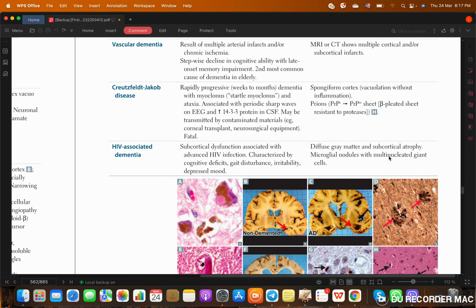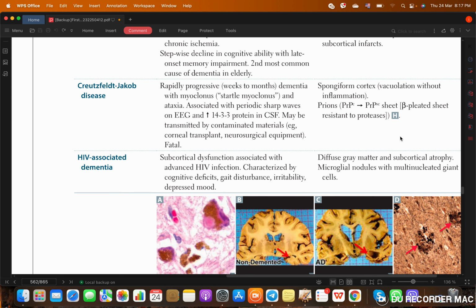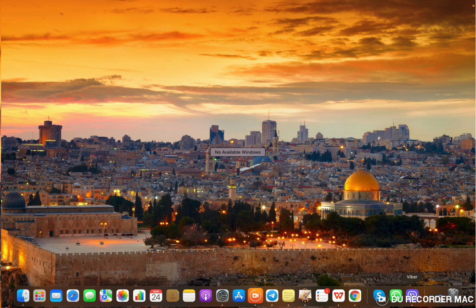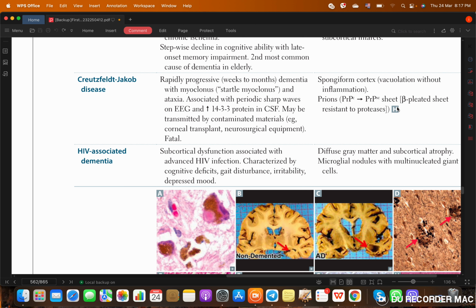Creutzfeldt-Jakob disease, we spoke about it before in microbiology, is due to prion infection. Prions are improperly folded proteins in the brain, okay? And the idea is like this. The patient with Creutzfeldt-Jakob disease has a rapidly progressive disease in which within less than a year, the patient will be dead, okay? So rapidly progressive dementia with myoclonus, which is a type of improper movement that I showed you before.